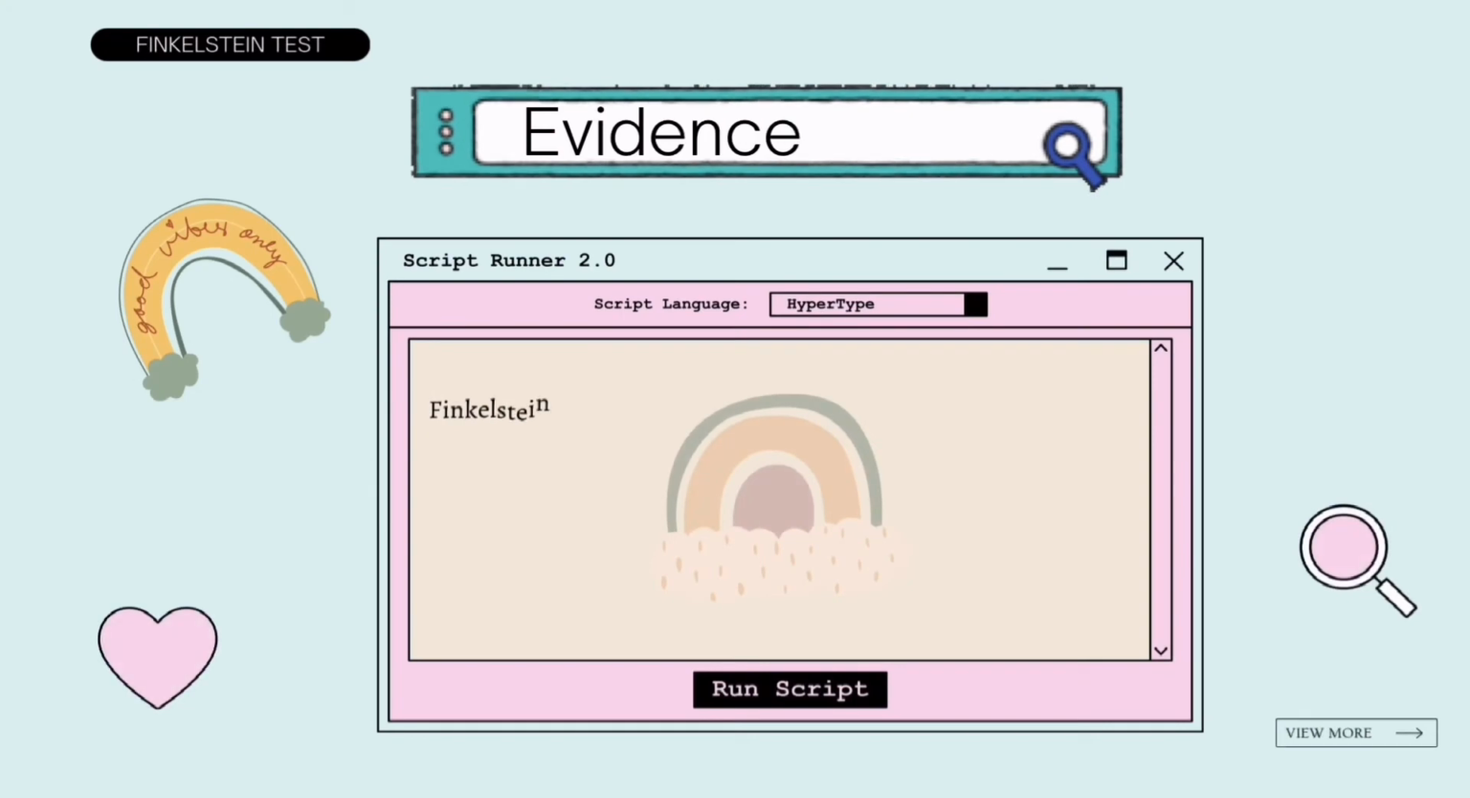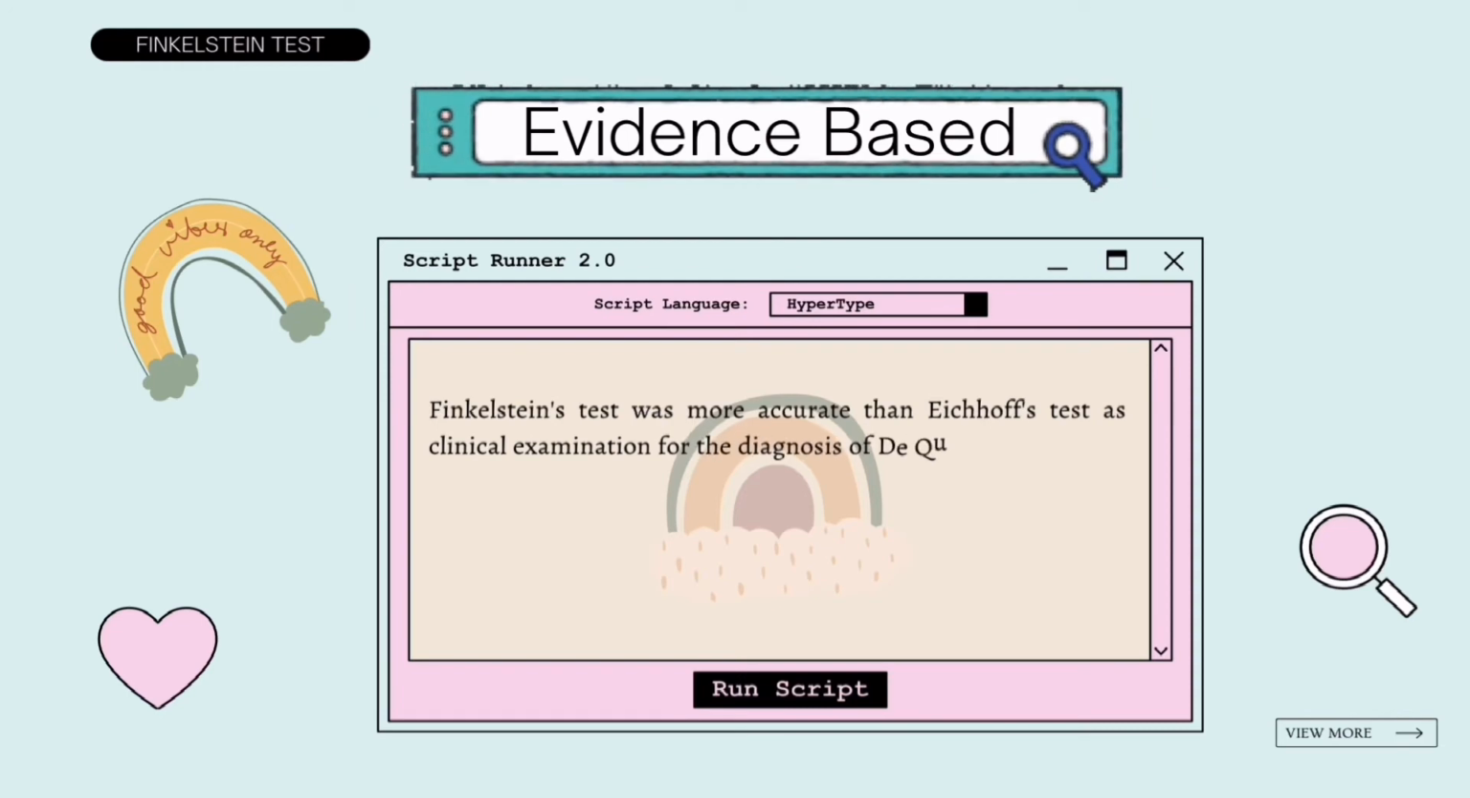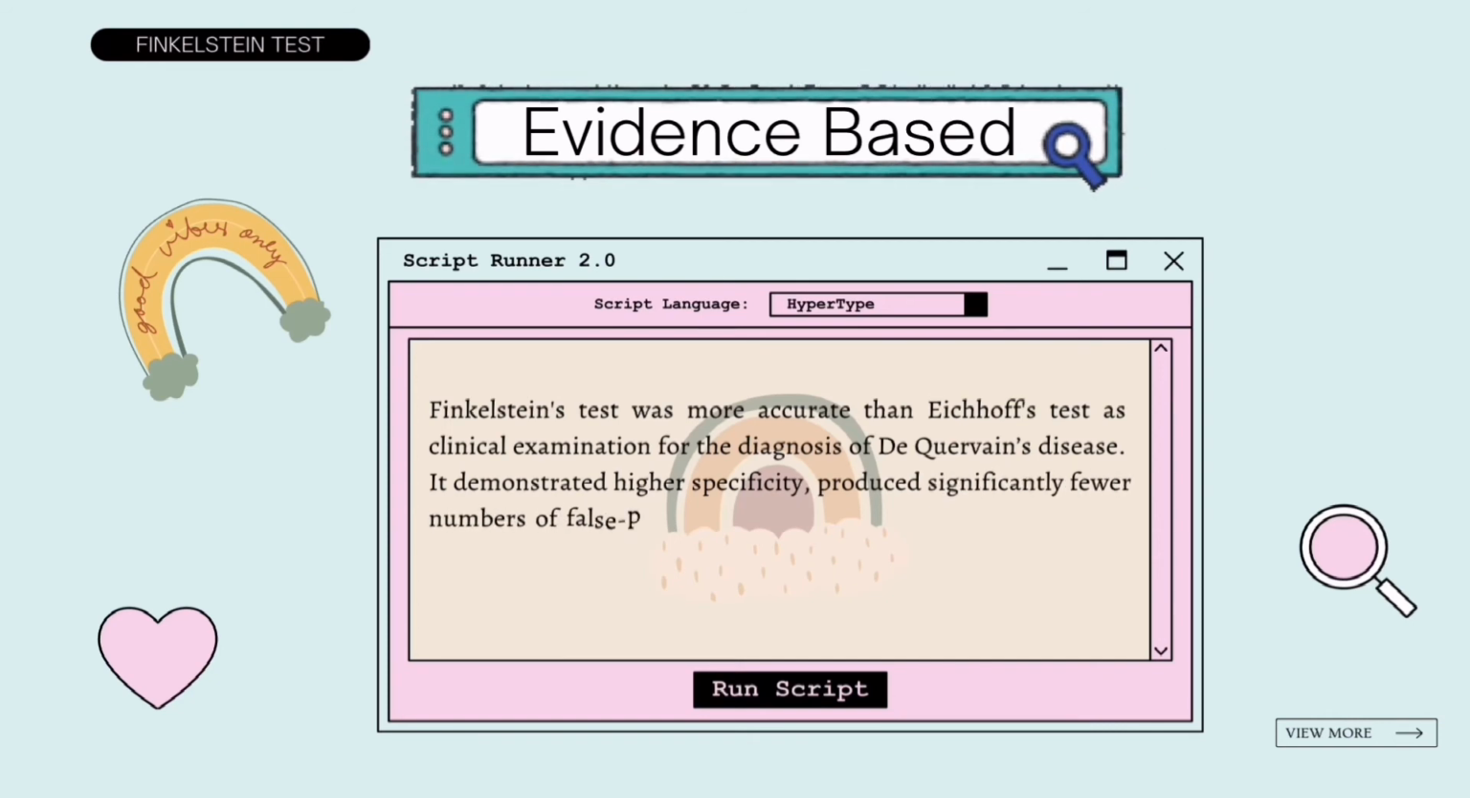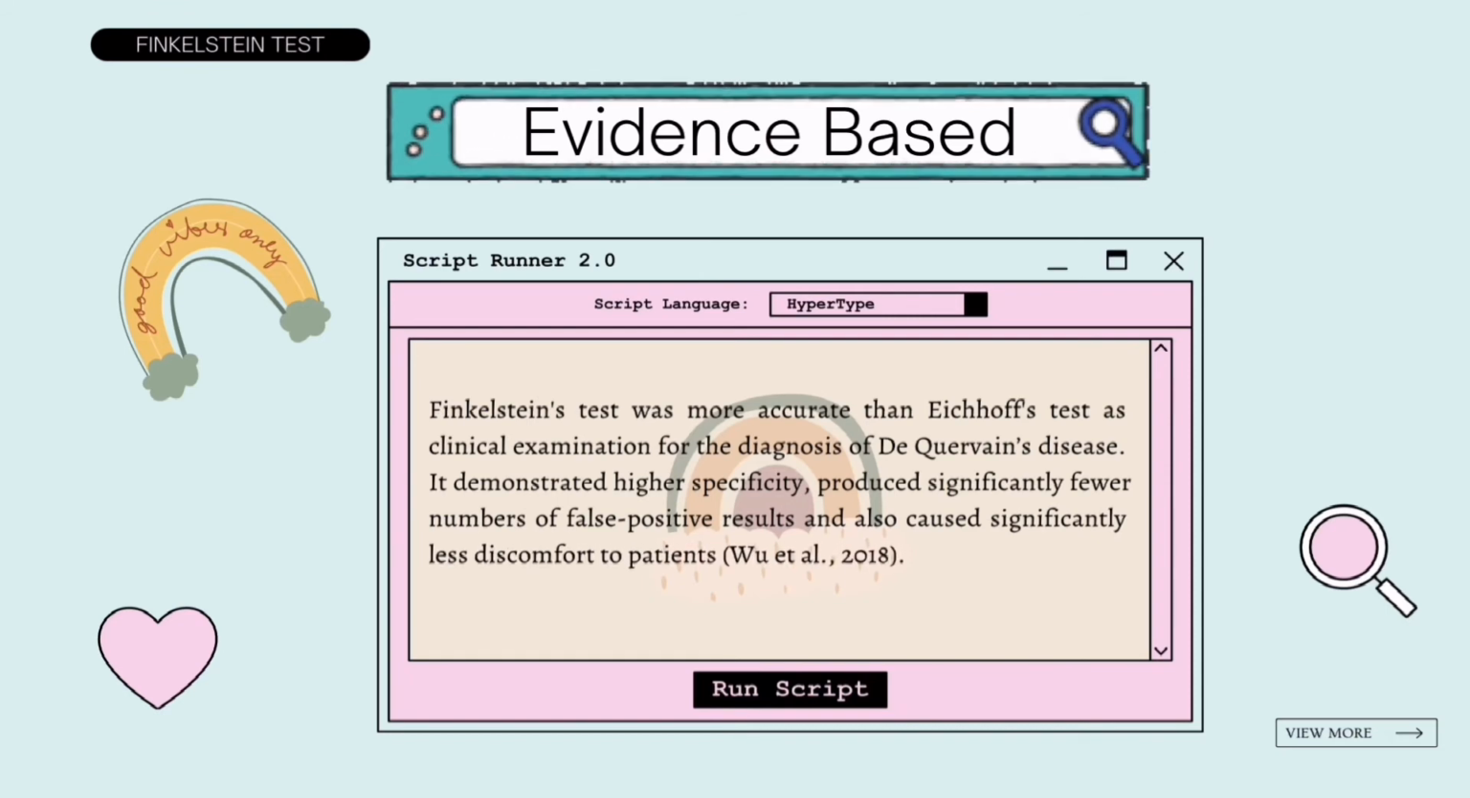For the evidence base, according to Wu et al., Finkelstein test was more accurate than EPL test as a clinical examination for the diagnosis of De Quervain disease. It also demonstrated higher specificity, produced significantly fewer false positive results, and also caused significantly less discomfort to patients.